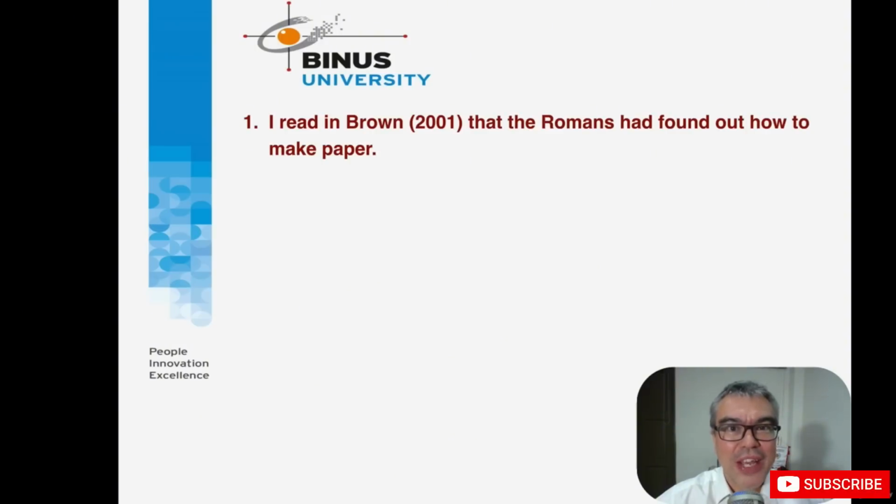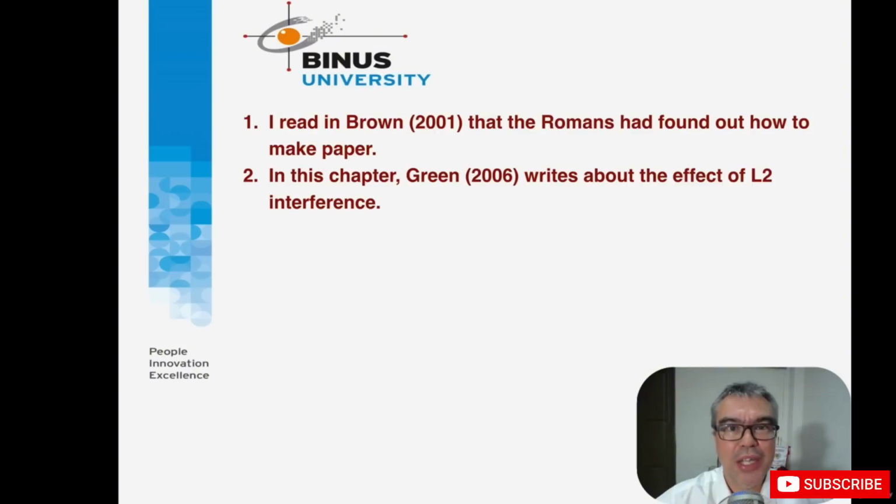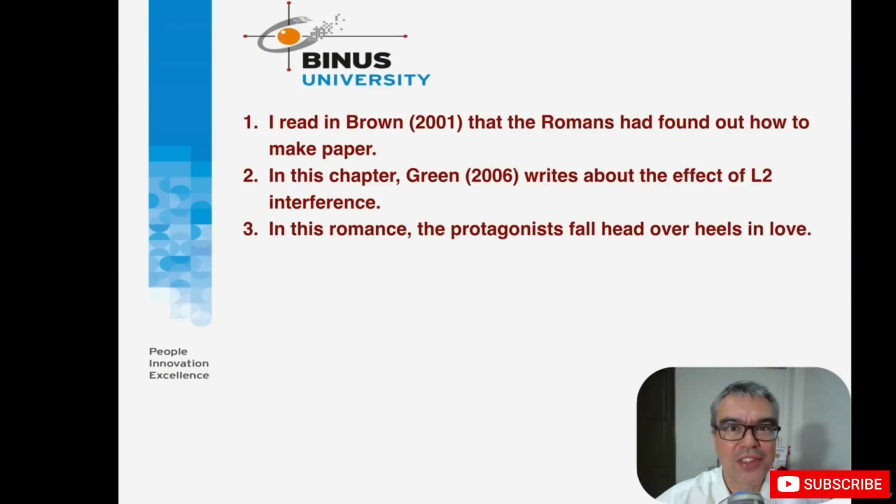First, we'll begin with examples of poor style in academic writing. I read in Brown that Romans had found out how to make paper. In this chapter, Green writes about the effect of L2 interference. In this romance, the protagonists fall head over heels in love.